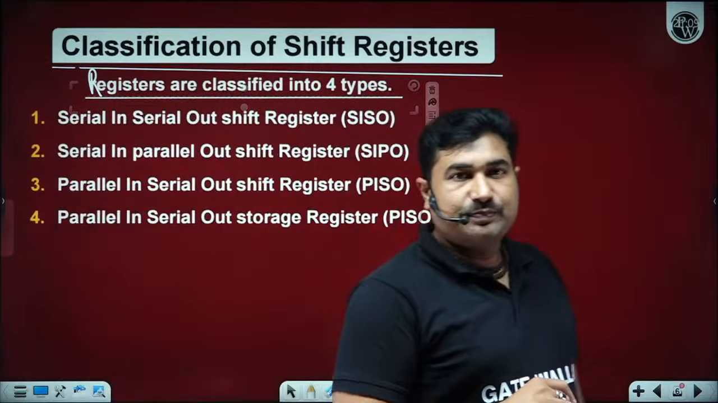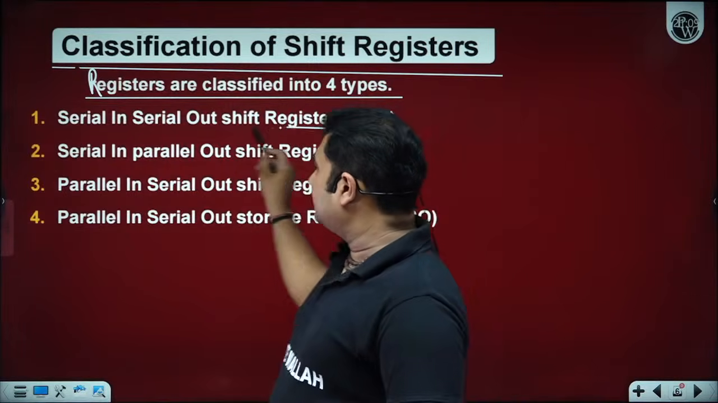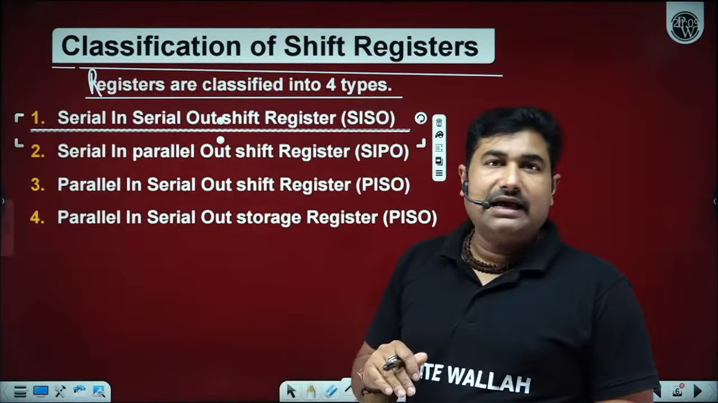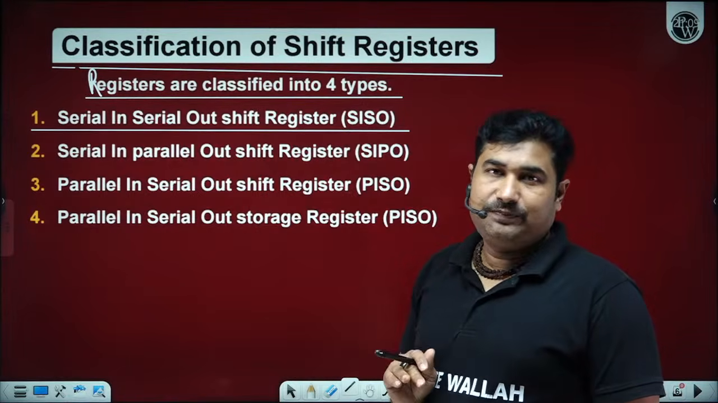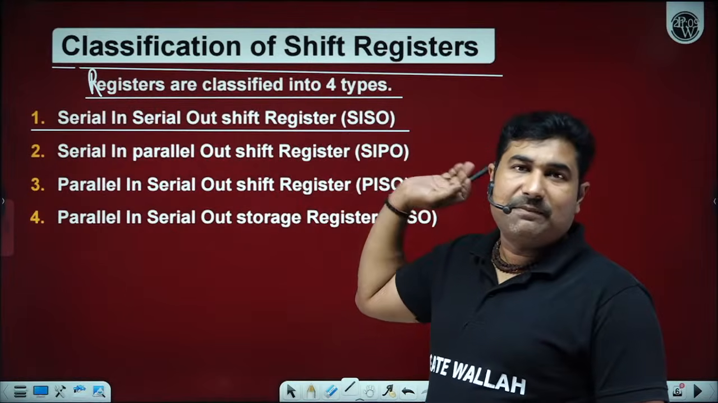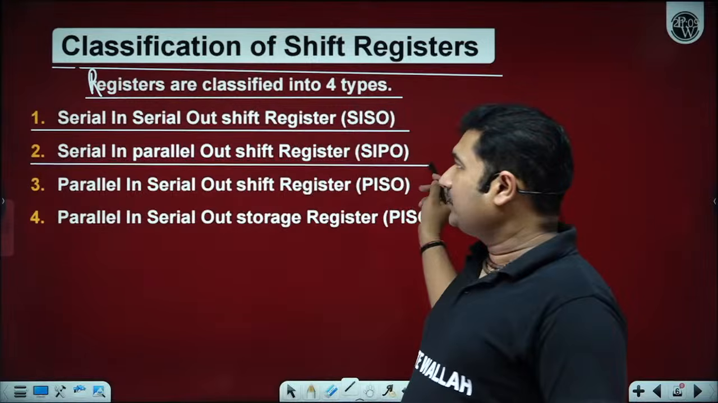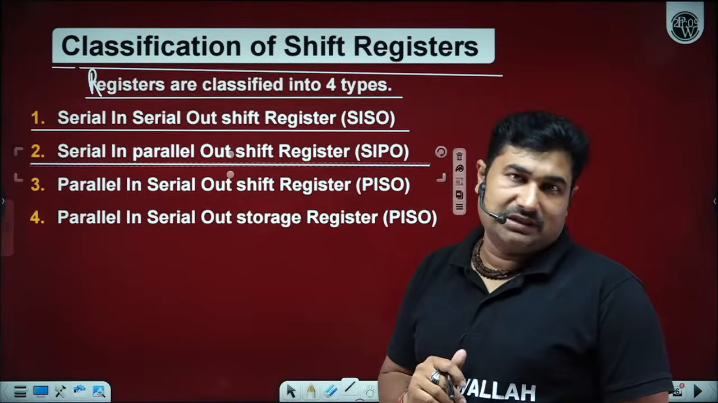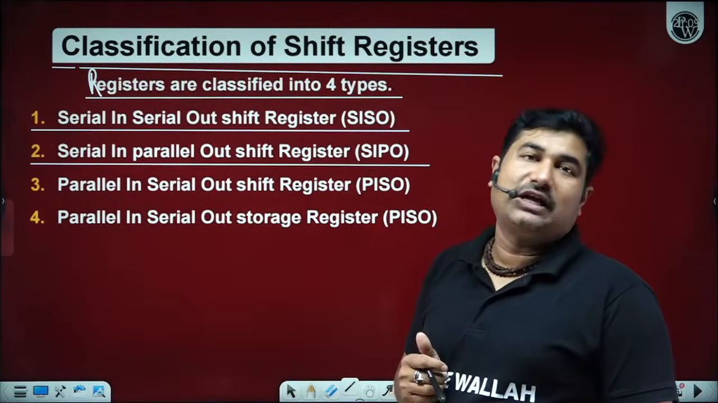First one is your serial in, serial out register, where the data in as well as data out both are in serial format. Is it okay? Also called a temporal to temporal code converter circuit. Next is your serial in, parallel out register, also called a temporal to spatial code converter.